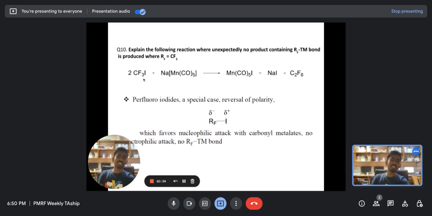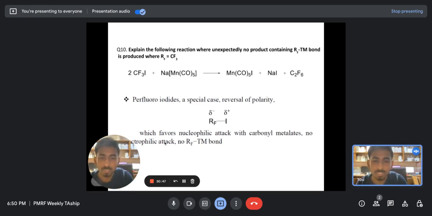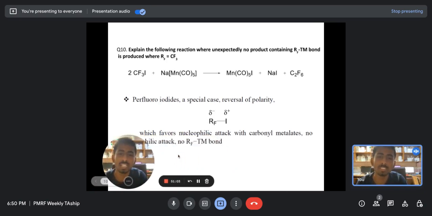Now what happens to the CF3? In case of the CF3, two CF3 molecules will have no option except to get attached to one another, and will produce hexafluoroethane. This is the case which favors the RF, the reversal of polarity. The presence of fluorine atoms in the R group is favoring the nucleophilic attack of this Mn(CO)5 minus on the I, not on the CF3. So there is no electrophilic attack, so no RF-TM bond.